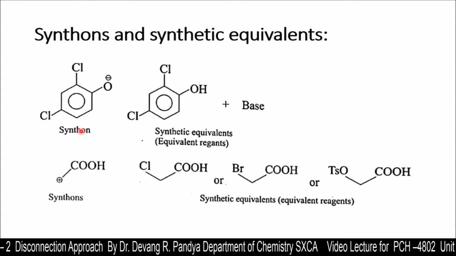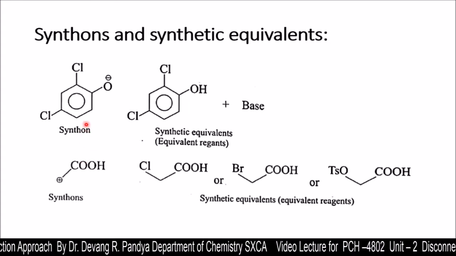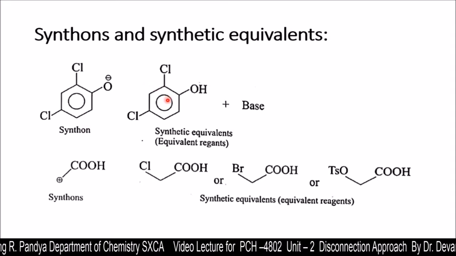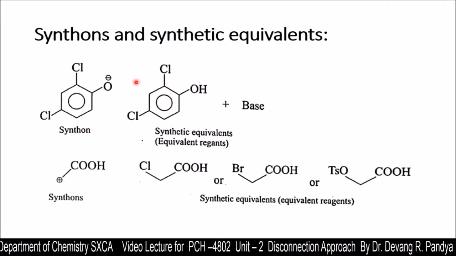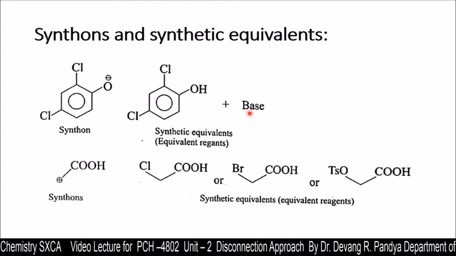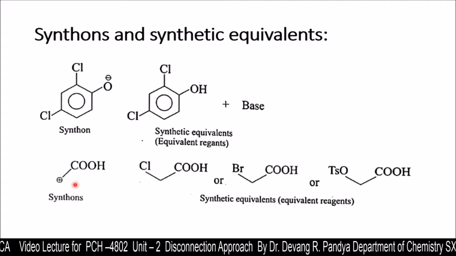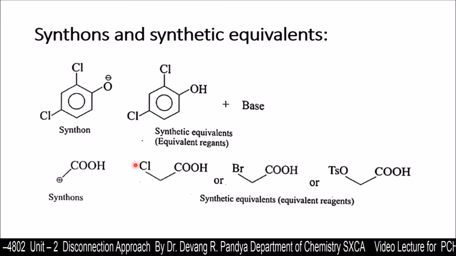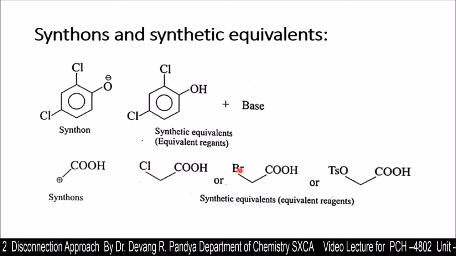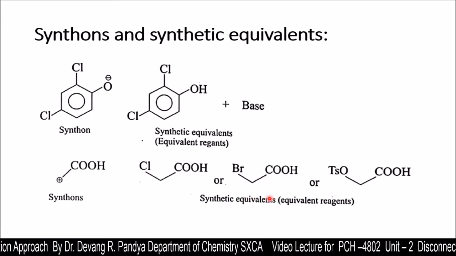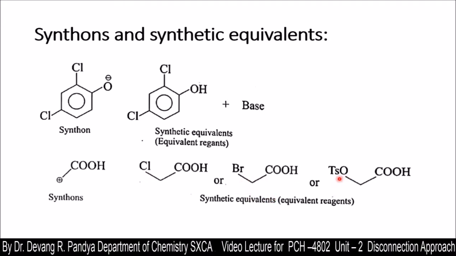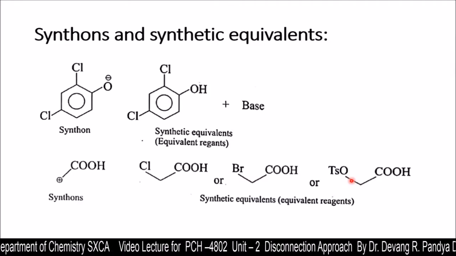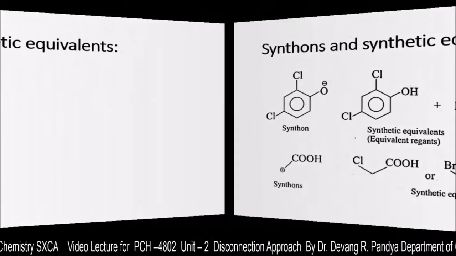This is a synthon. This is a synthon as well. Now this synthon can be converted to a synthetic equivalent by adding the proton over here with base. And here this synthon can be converted into this synthetic equivalent by adding chloride or bromide. We can get the synthetic equivalent. Sometimes tosyl oxide would be there as well, working as a synthetic equivalent.